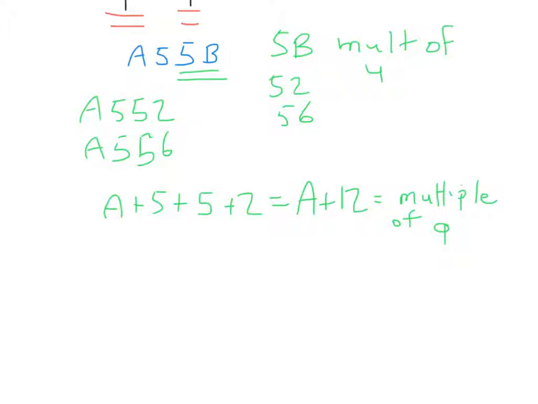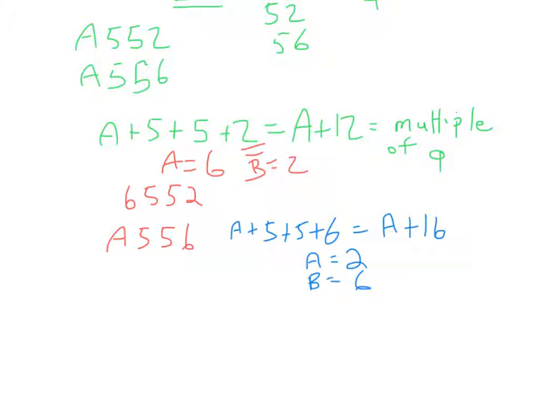So A could equal 6. Okay, so A equals 6 when B equals 2. So if we look at that, we'd have the number 6552 being divisible by 4 and by 36.